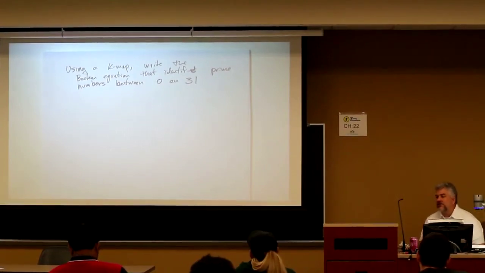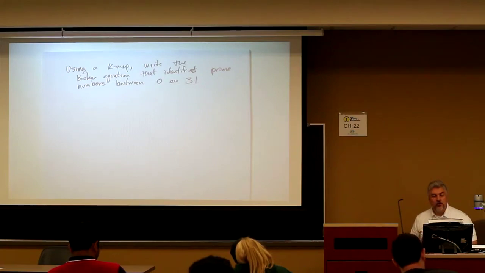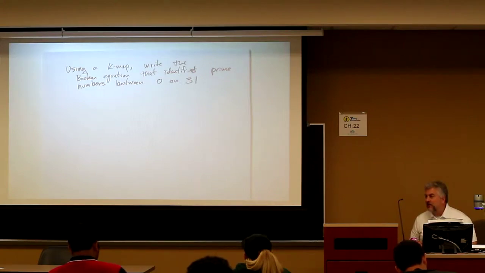Right now we're going to do a simple example. Well, this may not be so simple, of a K-map and then the equation that will come through it with respect to this simple word problem. Using a K-map, write the Boolean equation that identifies prime numbers between 0 and 31.